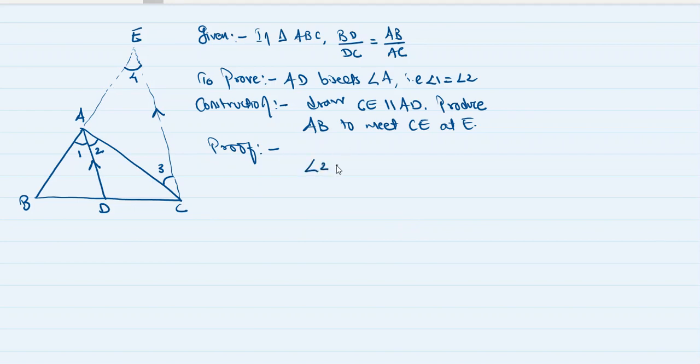Number 1, angle 2 is equal to angle 3. Why is angle 2 equal to angle 3? See, angle 2 is equal to angle 3 since they are alternate interior angles. Okay, what about angle 1? Angle 1 will be equal to angle 4. Why will angle 1 be equal to angle 4? Angle 1 will be equal to angle 4 because they are corresponding angles.